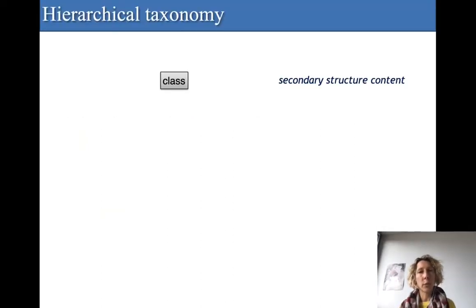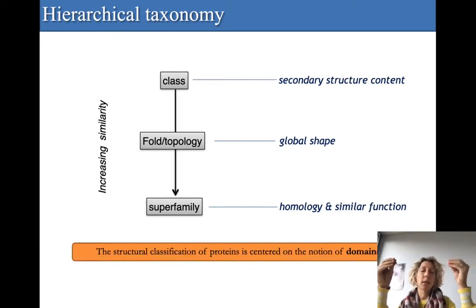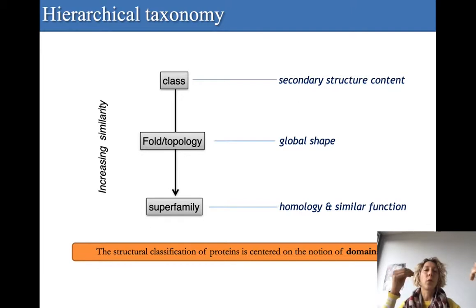I will talk a bit about the taxonomy. There are several ways of classifying protein structures. The most basic class level, as I said, is simply the secondary structure content. And then it's a hierarchical taxonomy. For a given class, you will have several folds or topologies, which represent the global shape of the protein. Within each fold or topology, you will have several superfamilies. At the level of superfamily, we think of evolution. Structures in the same superfamily have some evidence that they are related in evolution, that they come from a common ancestor.